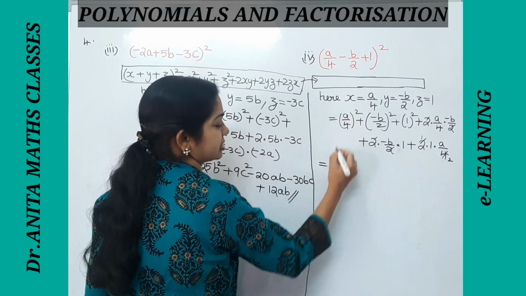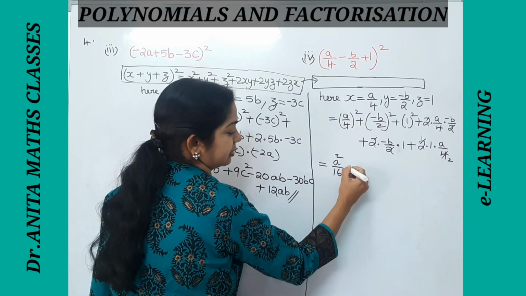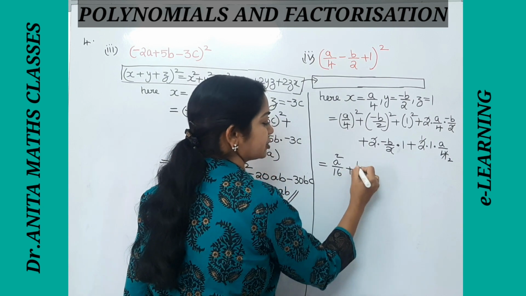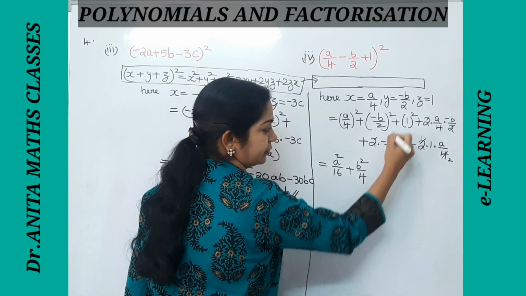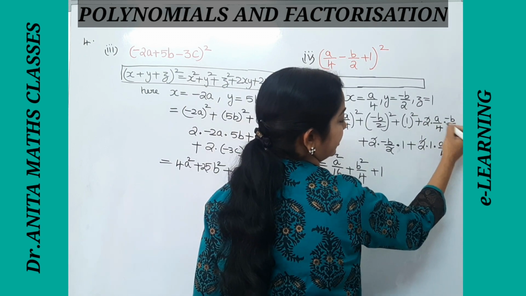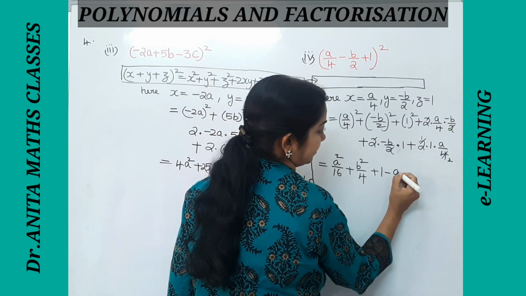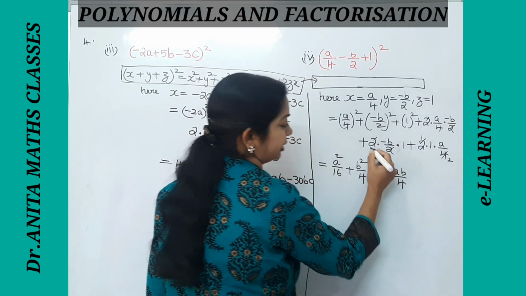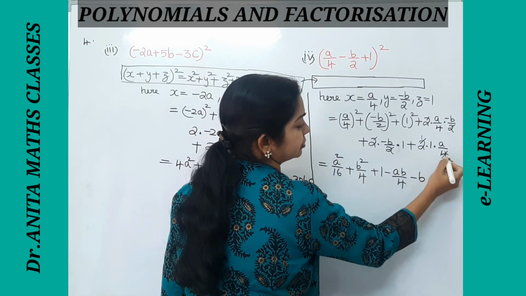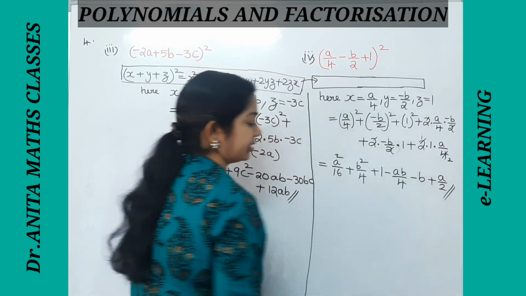Here it comes to a square by 16. Here minus b whole square comes to plus b square by 4. Here 1 square is 1, and here we cancelled 2 and 2, so minus ab upon 4. Here also 2 and 2 cancel, so just minus b, and here 2 into a by 2, just plus a upon 2. This is the final expansion.